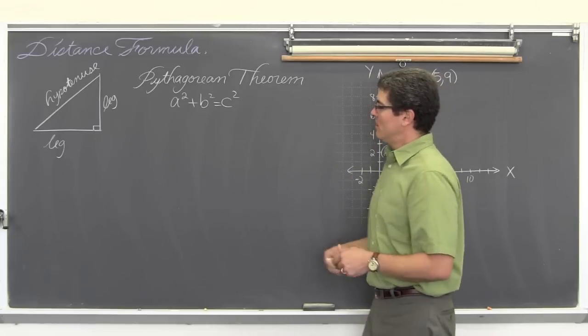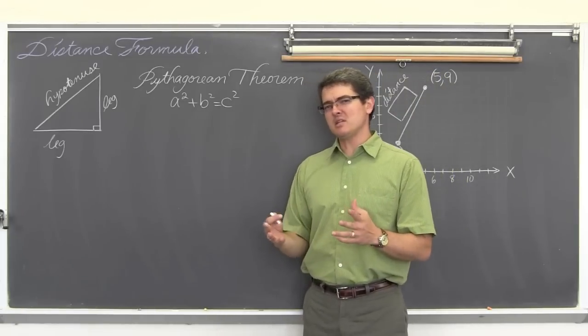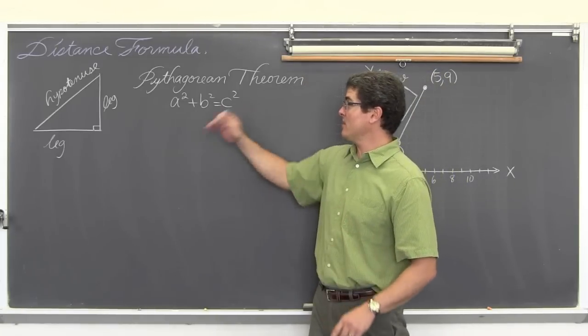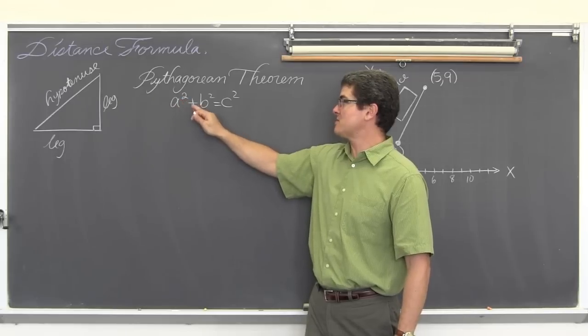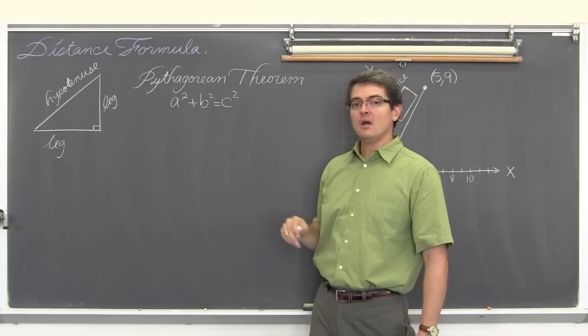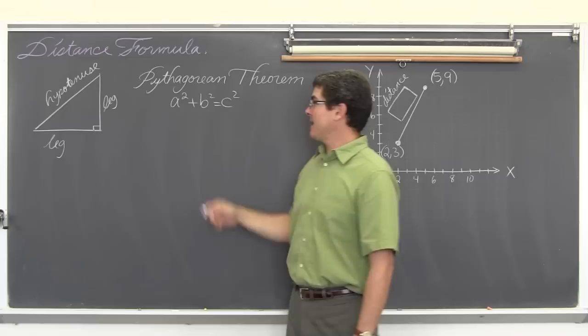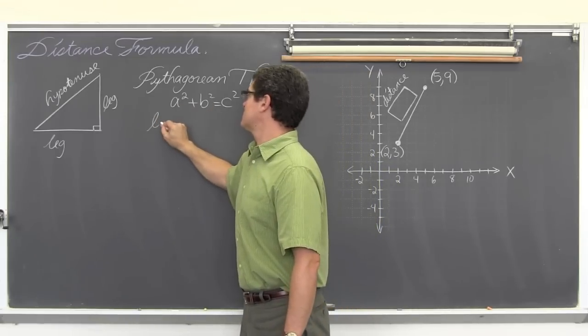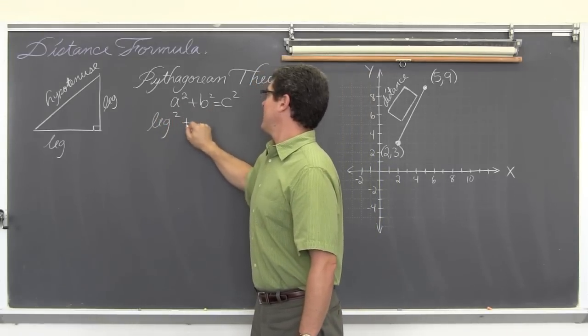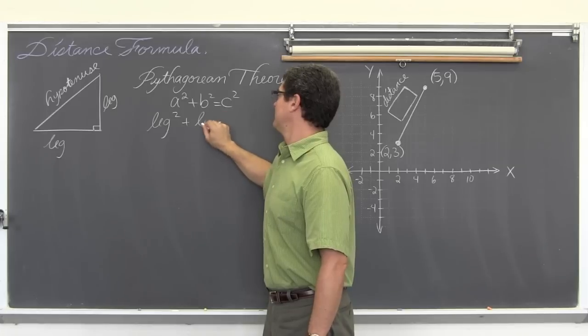The Pythagorean Theorem is, and if you haven't seen this before, I'll do a quick introduction. The Pythagorean Theorem says we have a squared plus b squared equals c squared. Well, what's a, b, and c? A and b are the two legs of a right triangle.